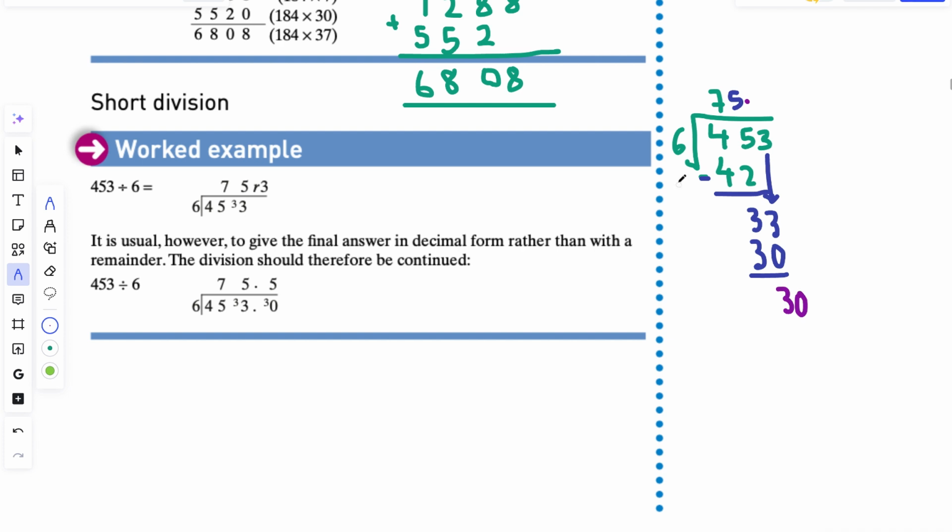So you say 30 divided by 6, you get 5. 5 times 6, you get 30. So now when you subtract, you get 0. No more number. That means you've reached the end. So our answer for this division is 75.5. You can pause the video and go through it again to see how we did it. I hope this is sufficient for you.